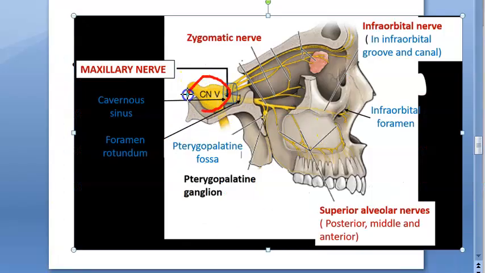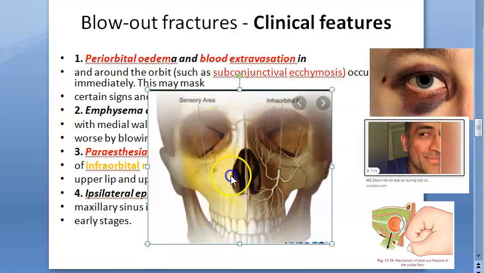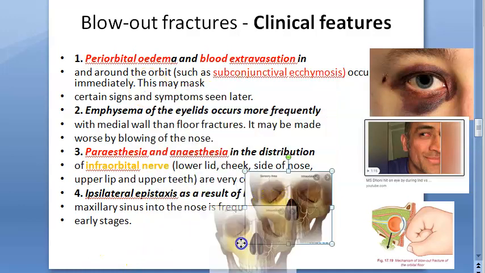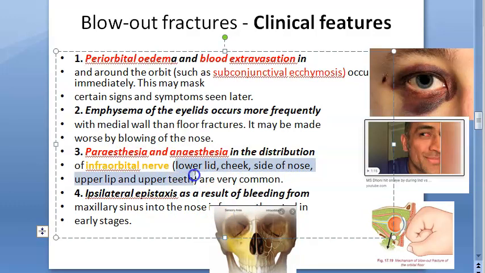Look at this here. You have the trigeminal, cranial nerve 5. From that, you get the maxillary nerve. From that, you get the infraorbital groove and canal, infraorbital foramen. So, the infraorbital nerve. And what does this nerve supply? It looks like it supplies exactly what they said just now: lower eyelid, cheek, some part of the nose, upper lip and upper teeth. Exactly that is covered in this photo. So, infraorbital nerve: paresthesia, anesthesia of lower lid, cheek, side of nose, upper lip, upper teeth.